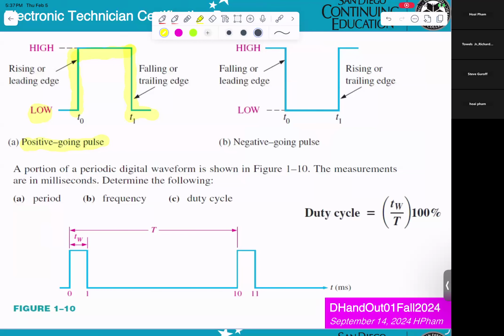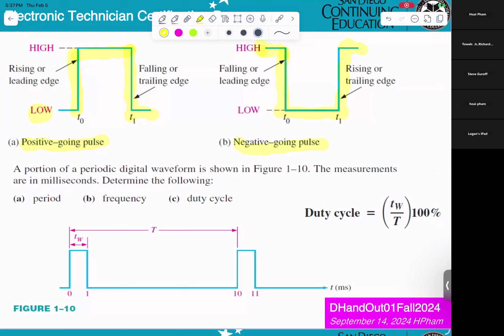And another one, the opposite. Normally high. When they go low, then go high again. That they call a negative going edge. Okay?